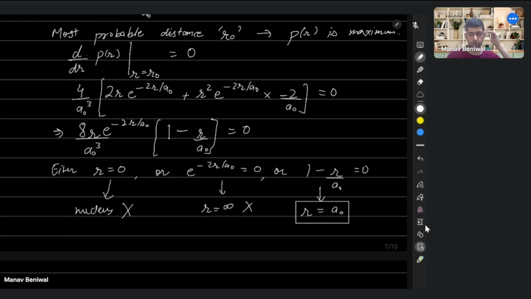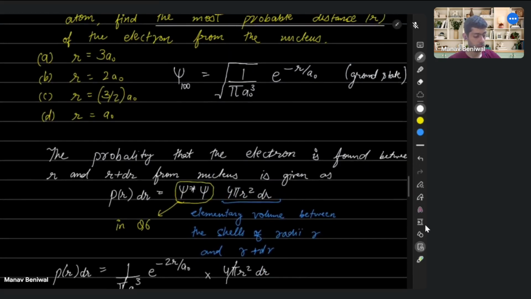And if you think about it, this is also the most logical solution, because the definition of Bohr radius is actually for the ground state of hydrogen atom. From the Bohr's theory, if you remember, a naught is the distance of the electron for the first orbit, which is the ground state. Okay? Therefore, from quantum mechanics also, we are getting the same thing, that the electron is most probably at a distance a naught from the nucleus when it is in the ground state. Okay, so let's pick the correct answer, which will be option D.